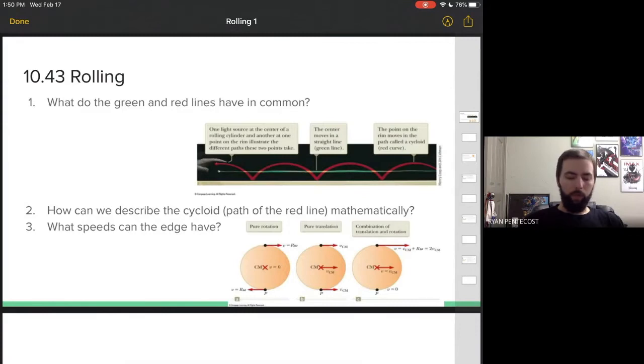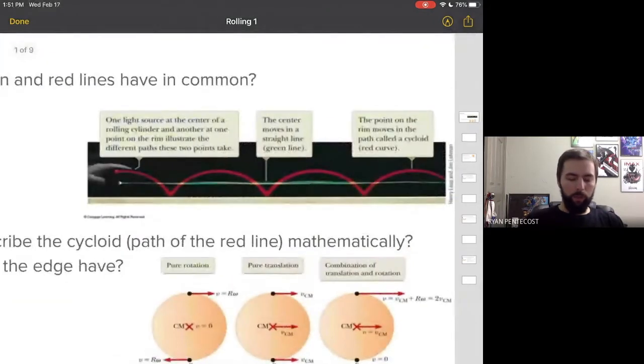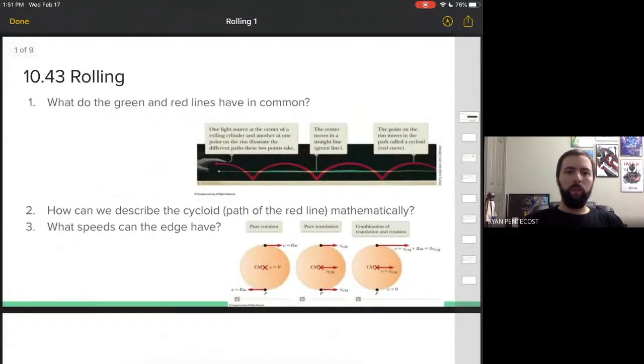We can see here that one light source at the center of a rolling cylinder and another one on the rim of the cylinder show different paths that these objects take if they're rolling, right? The center moves in a straight line. That's your center of mass line, that green light there. And then the path on the rim moves in a path called a cycloid. A cycloid is that specific path that's made when a round object rotates, or I guess rolls, on a flat surface. So first we're going to talk about what do these green and red lines have in common.